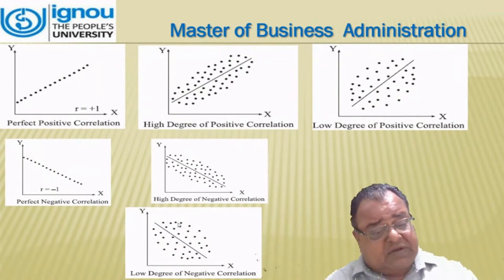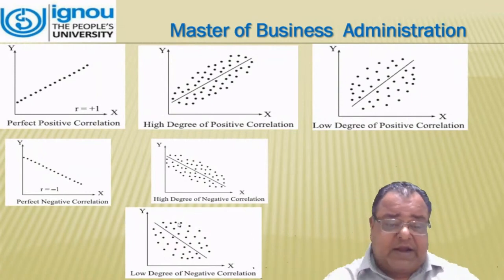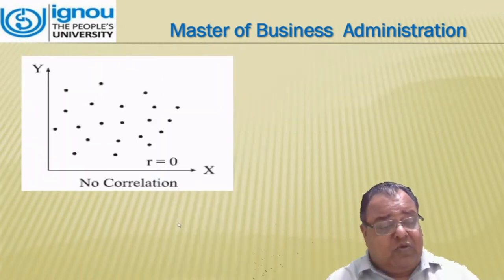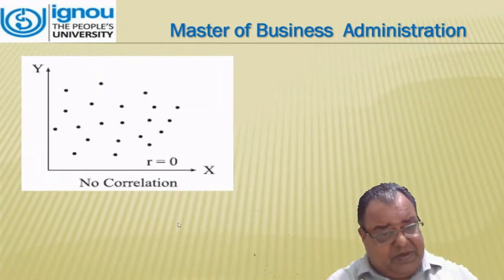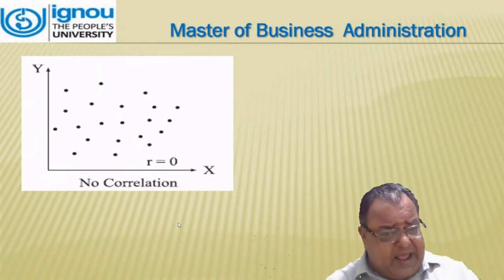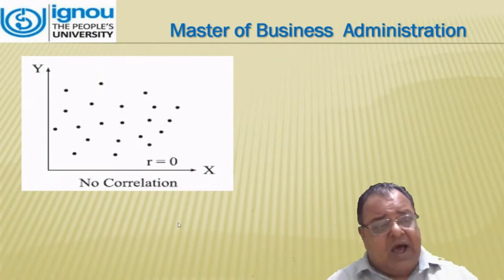And the last one, we can say that there is a low degree of negative correlation because the points are scattered all over. Here, it's difficult to plot a line. That means we can say in this particular case of scatter diagram that there is no correlation. In that case, your R will be 0.